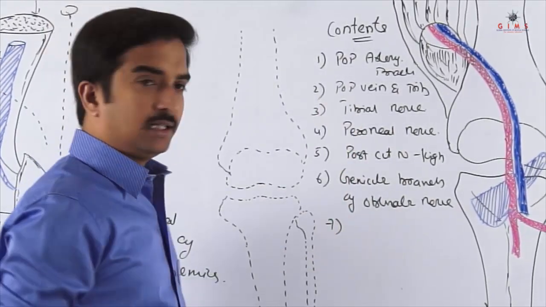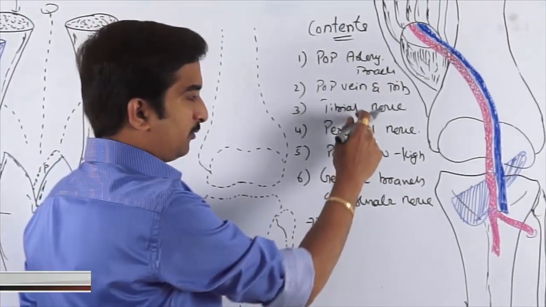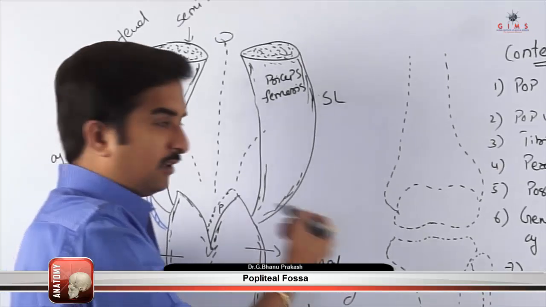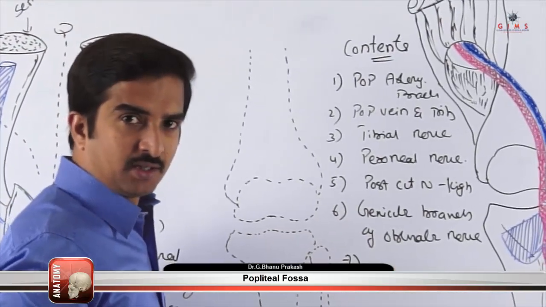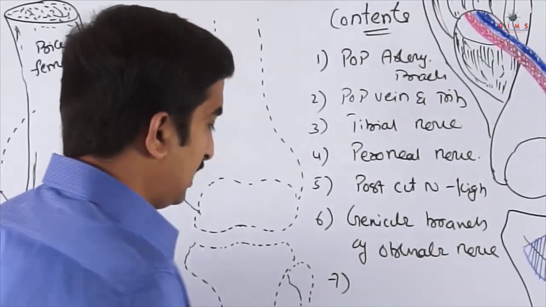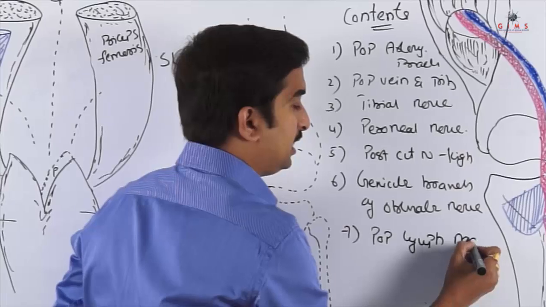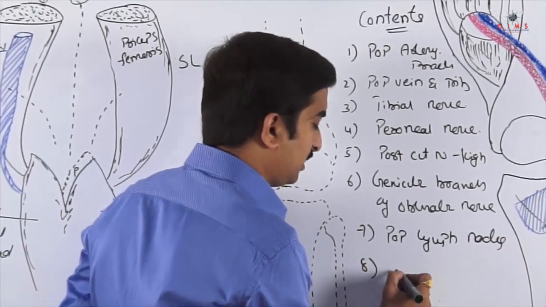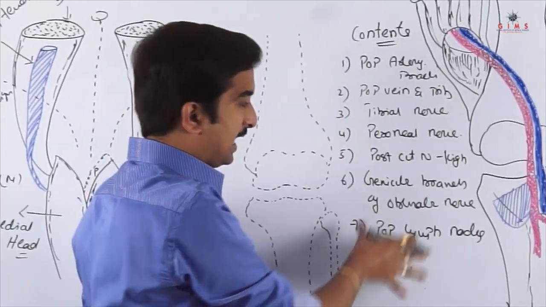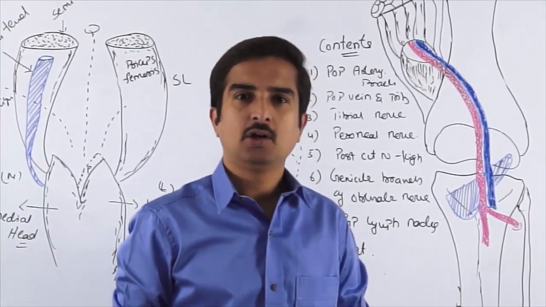And you can see the tibial nerve as well as the peroneal nerve in this region. Just now we already studied in the center part of the popliteal fossa, we have the posterior cutaneous nerve of the thigh, and in the deeper aspect we can also see the genicular branch of the obturator nerve, and also we have popliteal lymph nodes, and there is a content of fat. So these are the 8 contents. You have to remember, these are the contents which are present in the popliteal fossa.